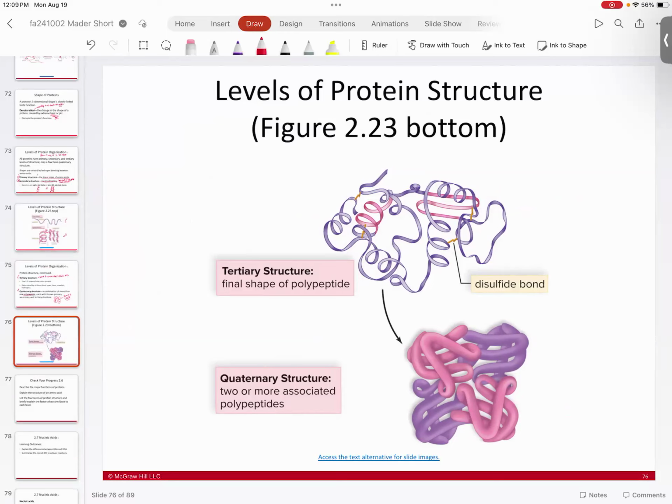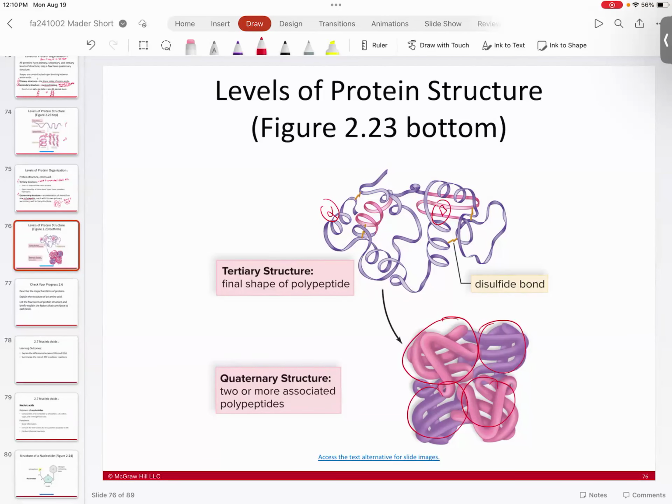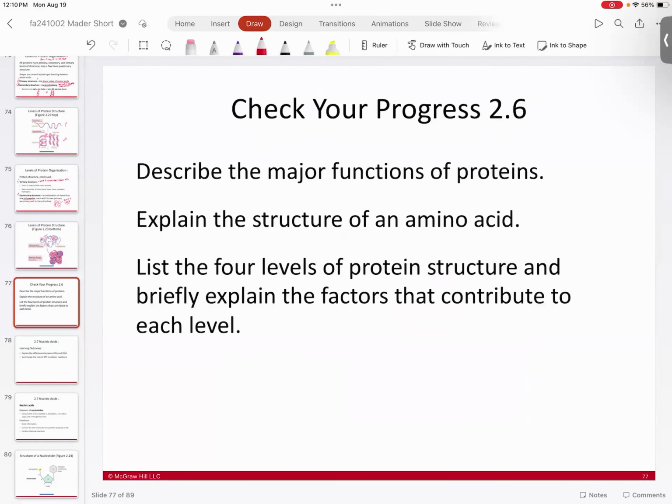So here's your tertiary structure. You can see you have different alpha helix here versus sheet. There's your beta sheet in different sorts of loops wadded up. And then here's your different subunits that are basically made up into a complex. So that's quaternary structure.